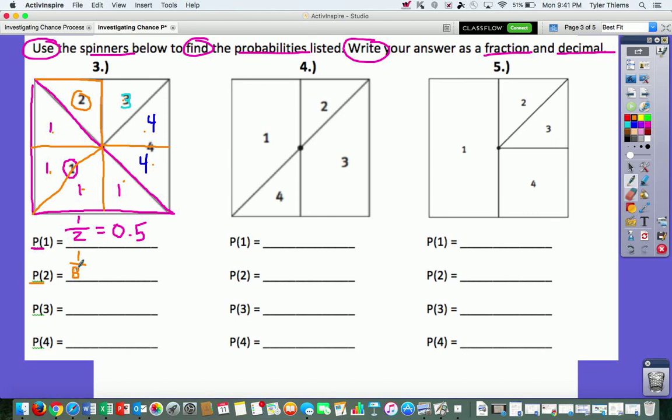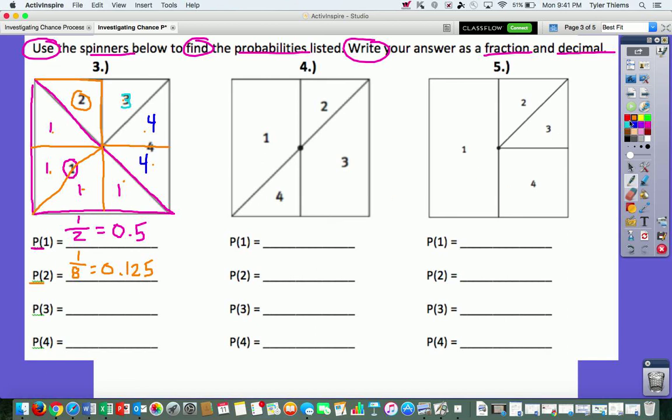And so this is where you might need to grab a calculator to figure this out, or you can do your long division. Either way, whichever one works, calculator would be fine. But if you do 1 divided by 8, you would get 0.125, or that's 12.5% if you change that to a percentage.